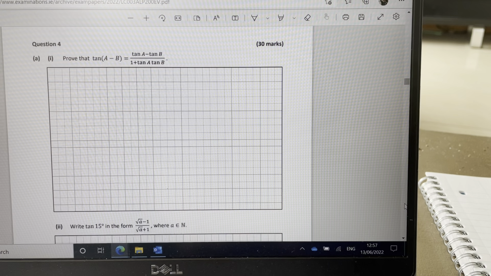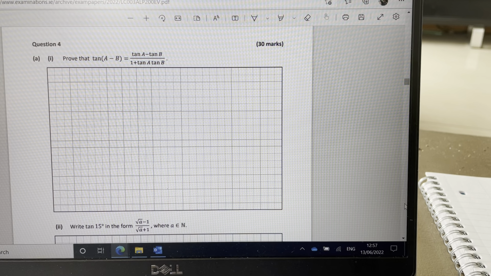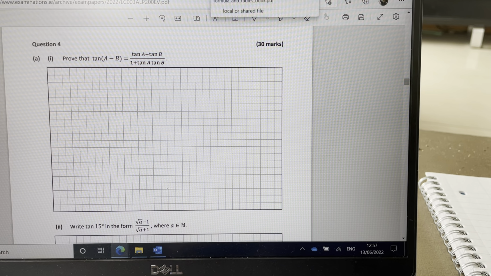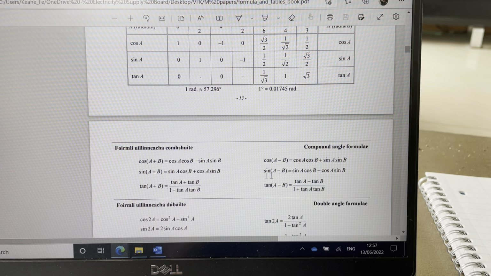Prove that tan(A minus B) is equal to (tan A minus tan B) over (1 plus tan A tan B). The problem with these ones is where to start, because you're given it like that in the log tables. I presume you could just start with this: sine of A minus B is equal to this, and cosine of A minus B is equal to that.